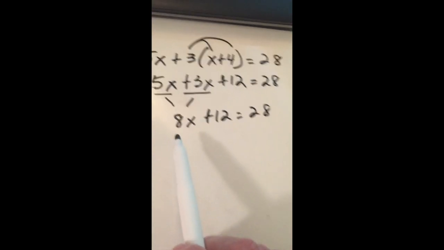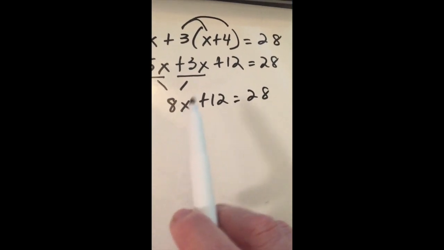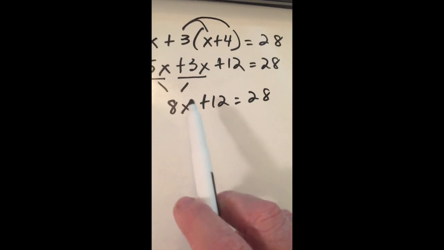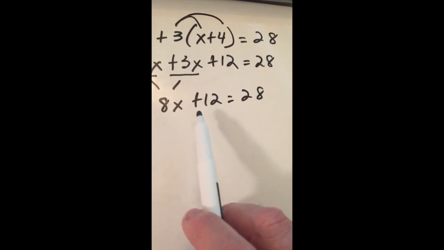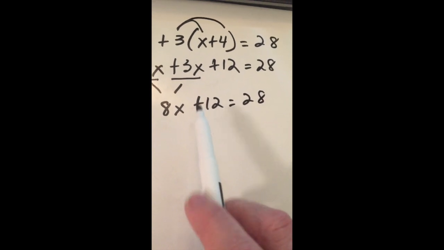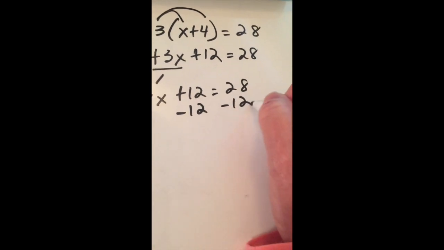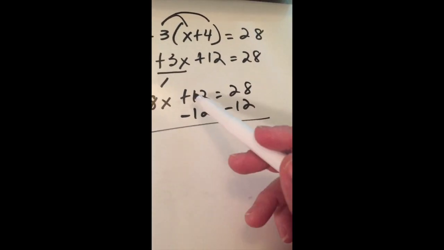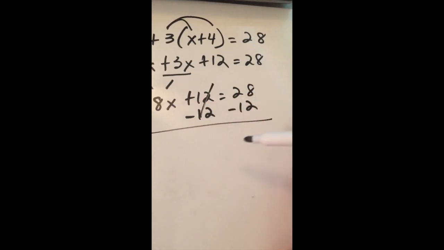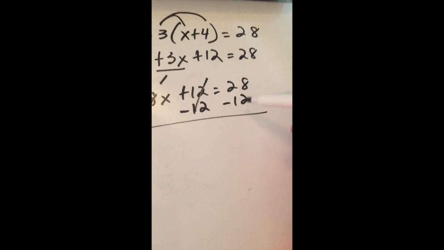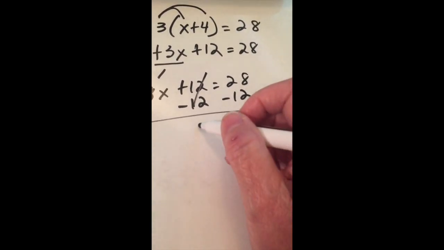So remember, our objective is to get the variable by itself. To do that, we want to deal with the variable last. We want to undo addition and subtraction first. So opposite of plus 12 is minus 12. We're going to subtract 12 from both sides. Okay, plus 12 minus 12 gives us 0. We're going to cancel that out. 28 minus 12 gives us 16, and we're going to bring down the rest of the equation.